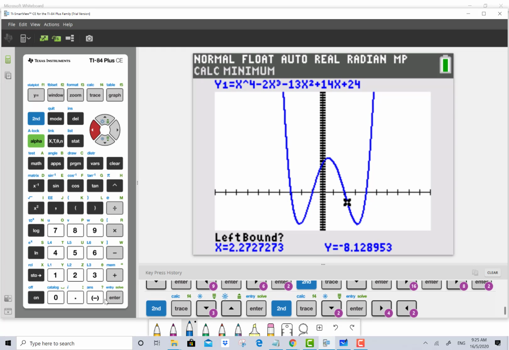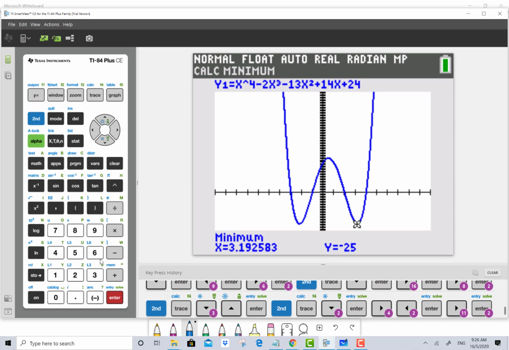Once we hit the left bound, we hit enter. Then we go to the right of the point, hit enter. Once we hit enter, we're to the left, to the right, then we hit enter again. So we get the minimum value at x equal to approximately 3.192583 and y equal to -25. So that would be representing my minimum value.